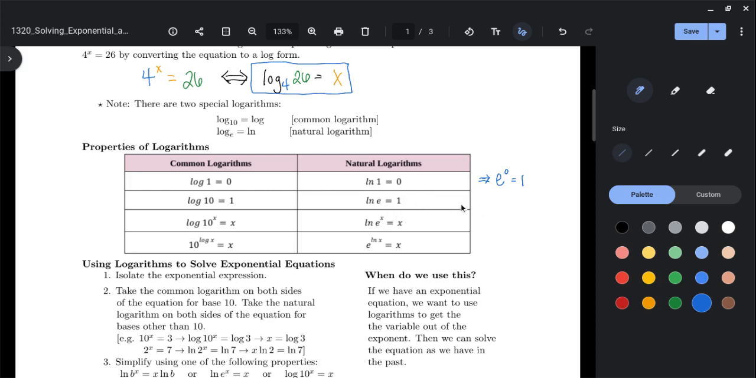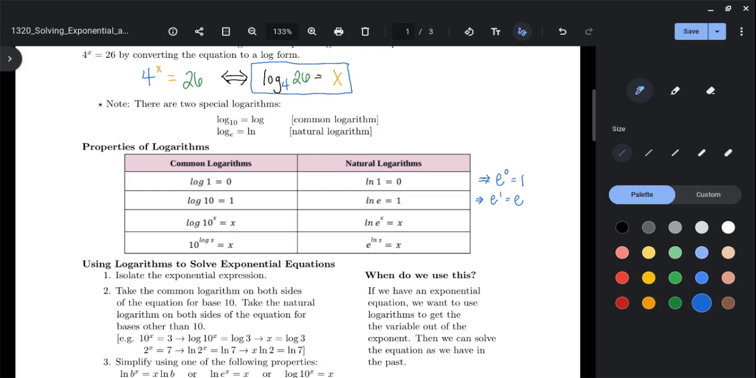The second property is that log of 10, or the natural log of e, are equal to 1. And here, this should also make sense because we have a base of e raised to the first power should equal e, according to the statement. And that's true. Again, anything raised to the first power is always going to be itself.